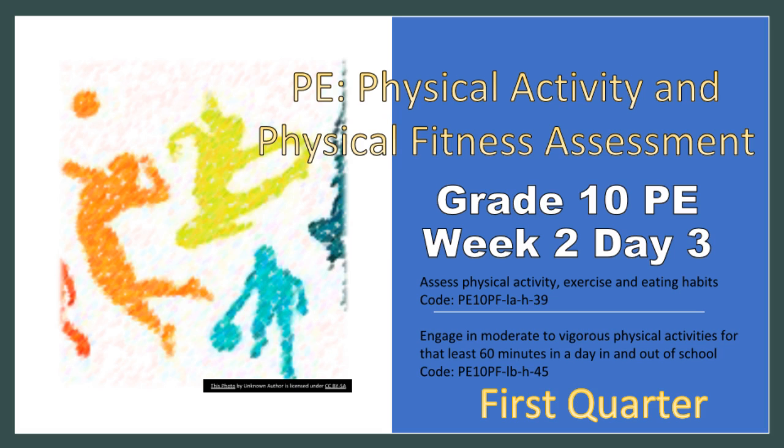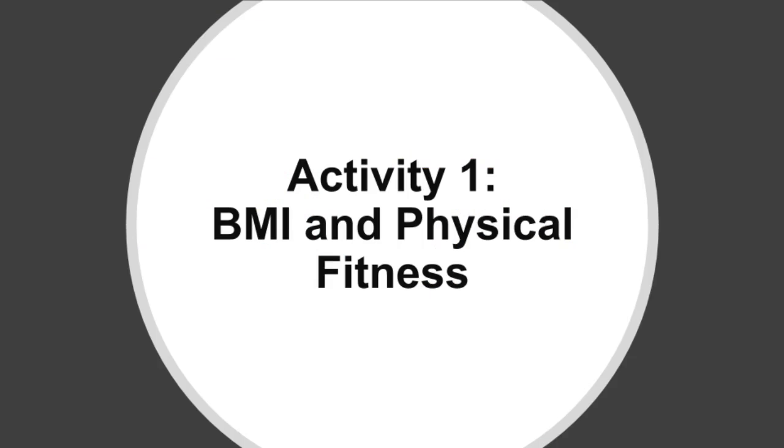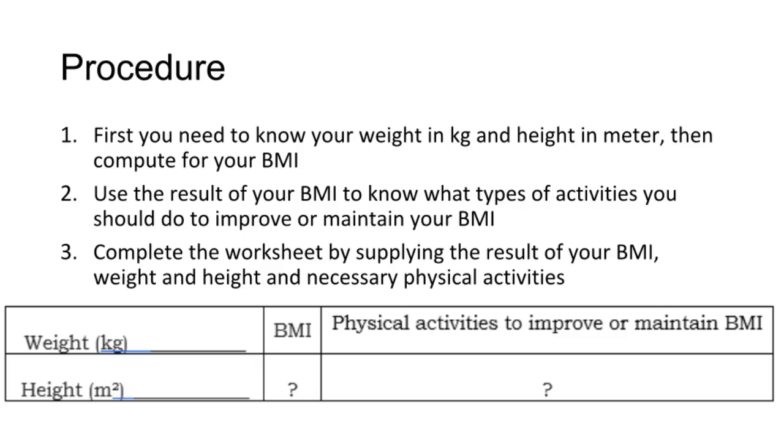Engage in moderate to vigorous physical activities for at least 60 minutes in a day in and out of school. Code: PE 10 PF Ih-j-45. Activity 1. BMI and physical fitness. Procedure for Activity 1: Body Mass Index and Physical Fitness.